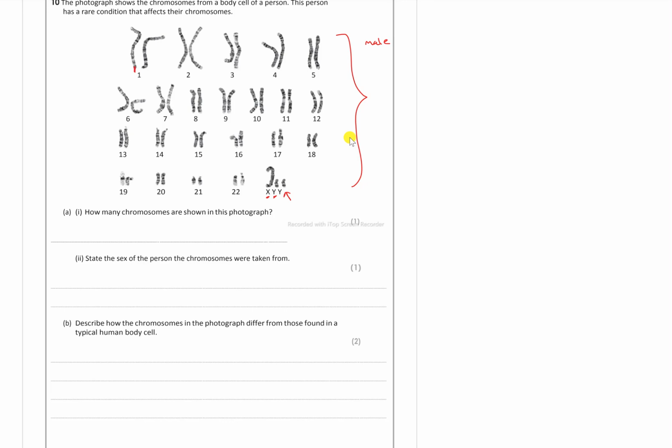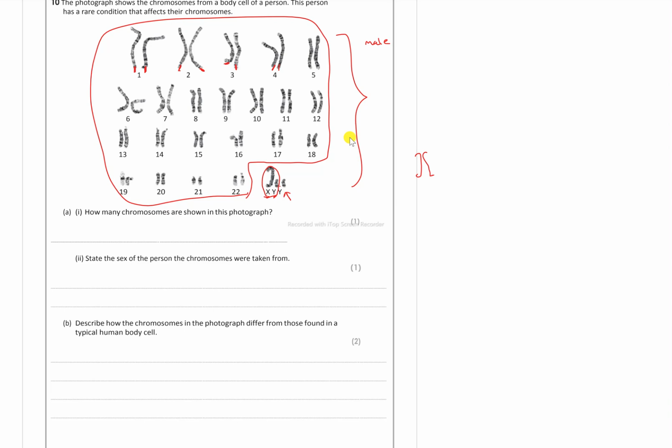These are the homologous pairs. They code for the same genes, so they'll have alleles in there. And these are the same for a man or a woman. A man will have an X and a Y. And if it was a woman, you would have an X and an X. So that would be for a woman.